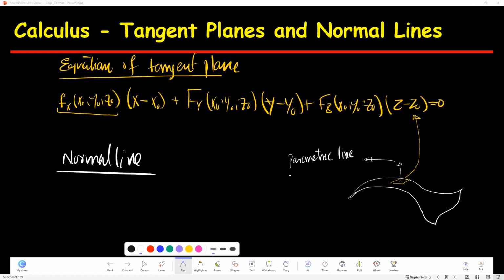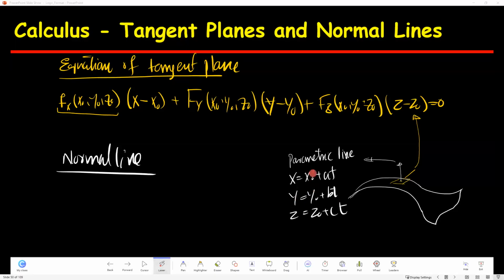And you're going to be using this equation, x equals x naught plus at. Let me see here. Using three equations, x equals x naught plus at, y equals y naught plus bt, and z equals z naught plus ct. Again, these 3 are the coordinates of the point. A, B, C are the vector. You want to be taking the vector.